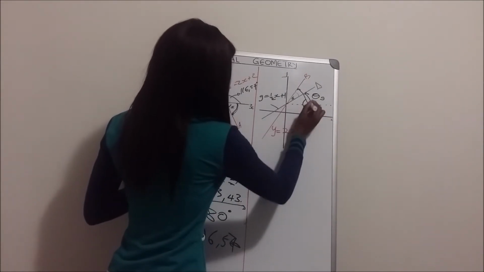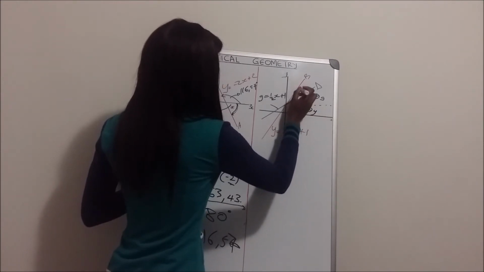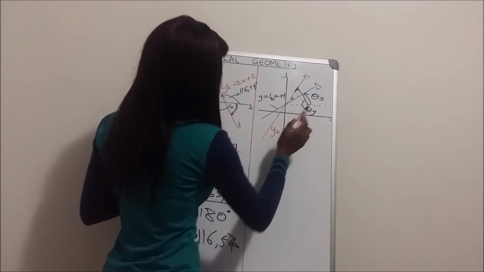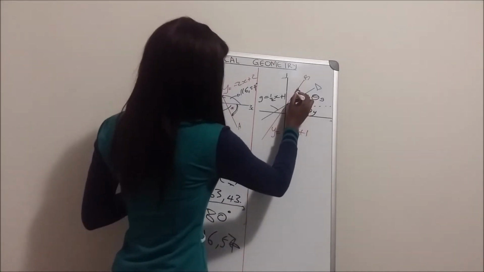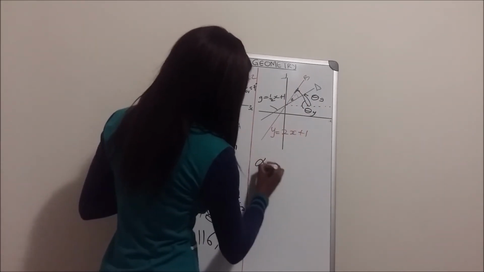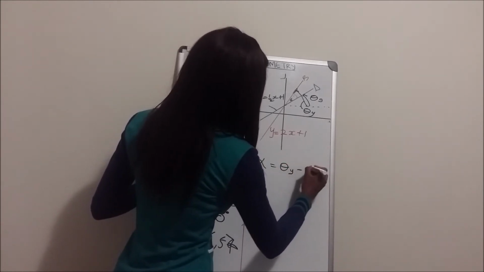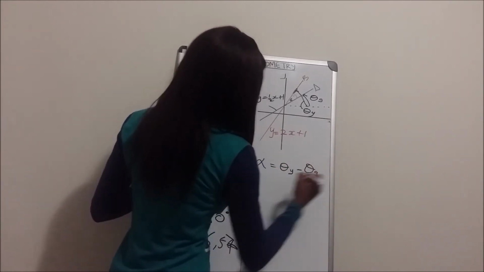Because this is Y here, from the positive x-axis anti-clockwise to the graph of Y, it will give us the angle of inclination of Y. Then that means that this angle, which is the angle phi, is equal to the angle of inclination of Y minus the angle of inclination of G.